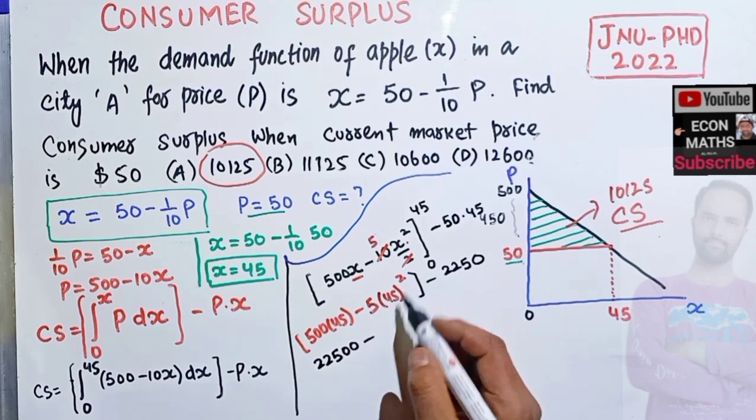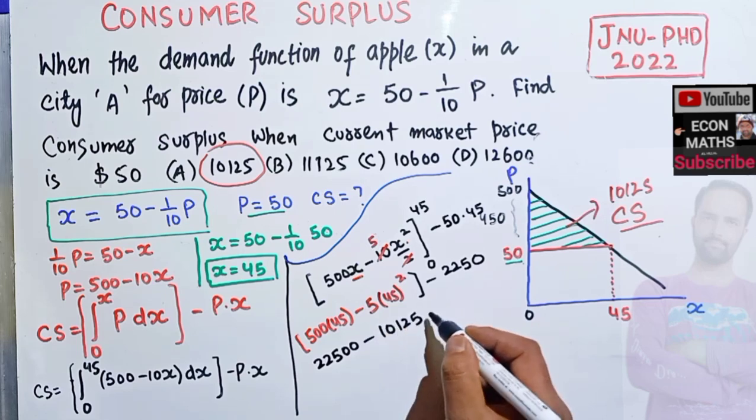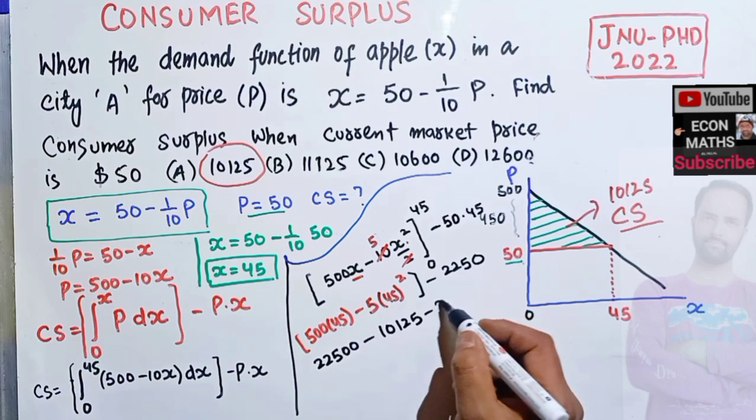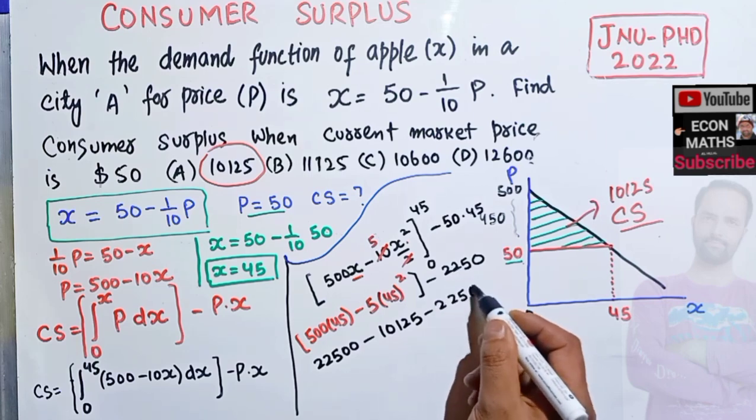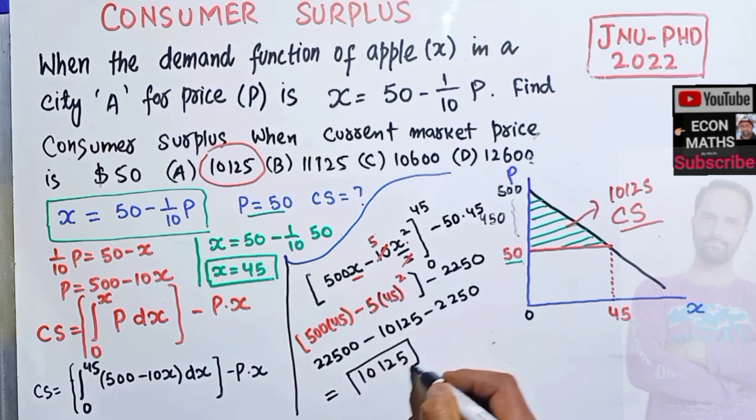5 into 45 square will come out to be 10125. I hope this calculation is right. And then we have 2250. When we subtract these things, we will get the answer. So using integration, we can also calculate the consumer surplus.